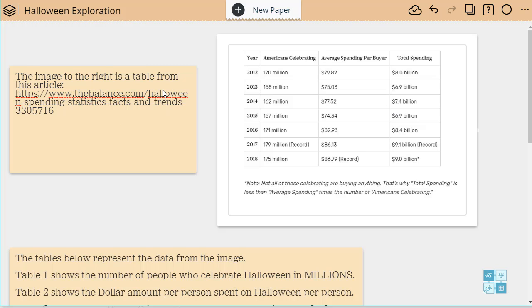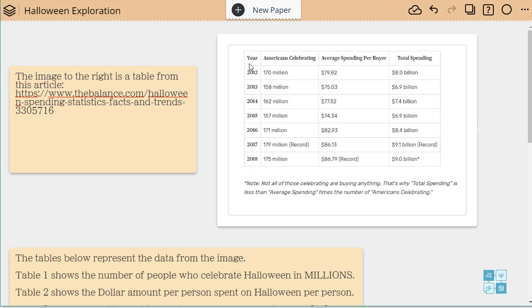So I'm thinking about Halloween right now, so I was reading some articles. Here's the link to the article I was reading, and it had this cool chart in it. So I just took a picture of the chart, put it in here, and now I'm going to make some graphs. If I wanted to do this with my students, we could do some comparisons.